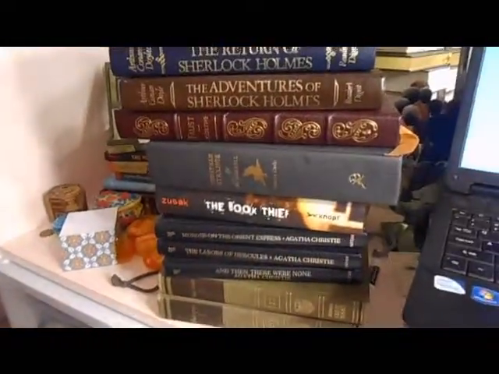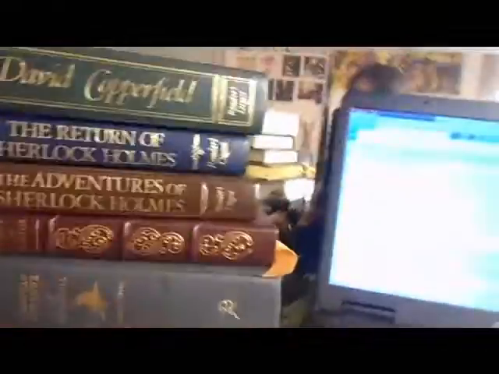I am using books as tripods, okay? I'm sorry I don't have any real tripods. I'm sorry. Which is terrible because of the things I just said. I tried.